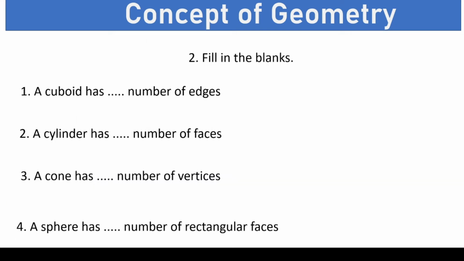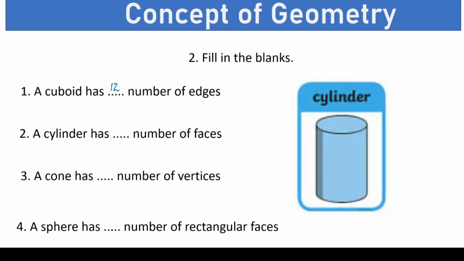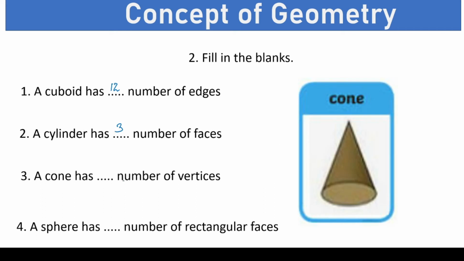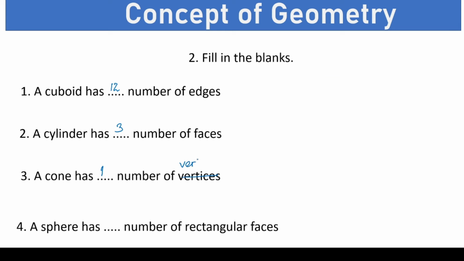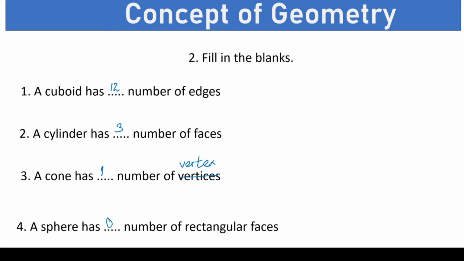So let's quickly revise this. A cuboid has 12 edges. A cylinder has 3 number of faces. A cone has 1 vertex. A singular of vertices is vertex. And a sphere has 0 number of rectangular faces. So remember these. Now with this information, let's proceed to solve the questions.